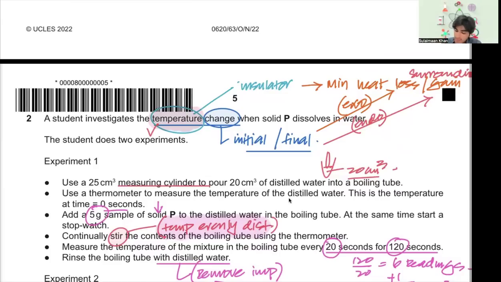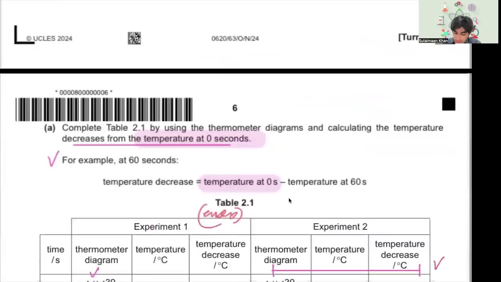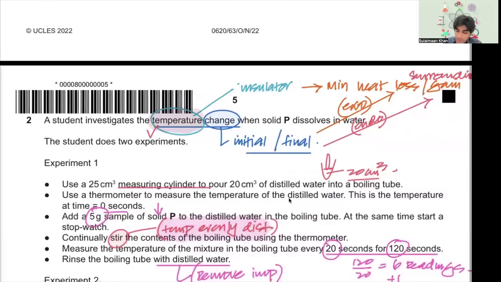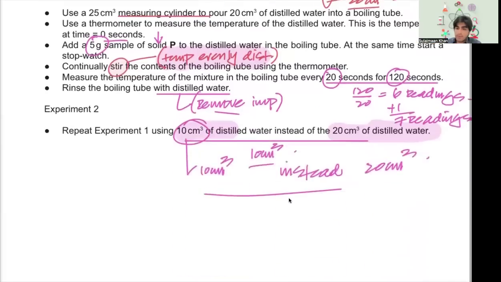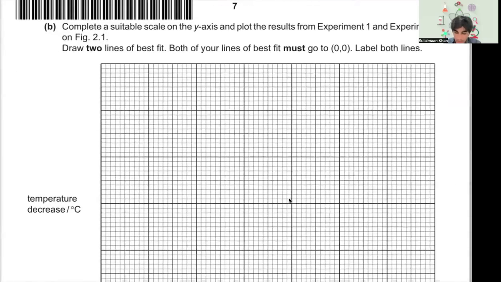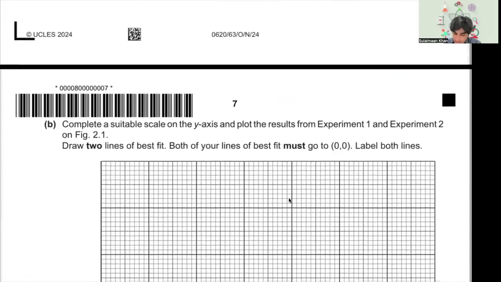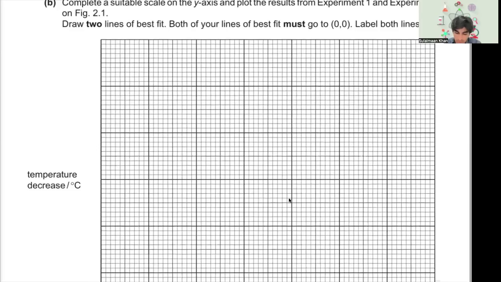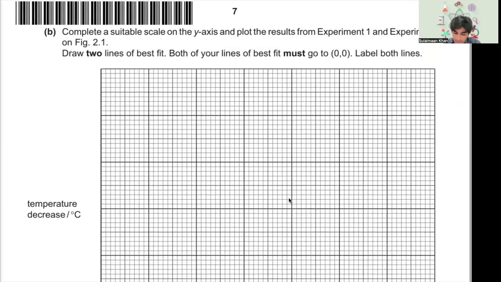So see, it's so easy to just think. After I figured out it's endo, I could easily use that. I want to use an insulator to minimize not heat lost, but to minimize heat gained from the surroundings. Complete a suitable scale on the y-axis to plot the results of experiment 1 and 2 on figure 2.1. Draw two lines of best fit, both.